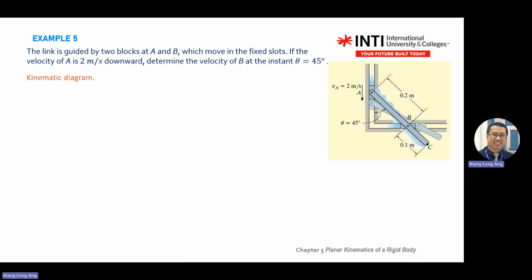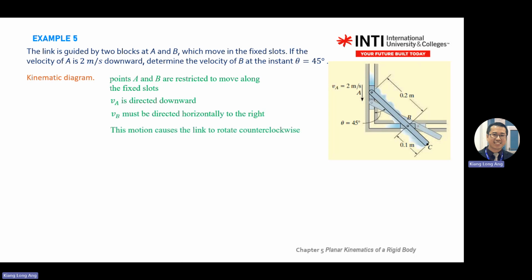Okay. So how to solve? You draw a kinematic diagram. So AB is restricted to only one slot and the velocity of A is given. So B will surely move to the right. So A is moving downward, B must be horizontal to the right. Motion causes the link to rotate anti-clockwise. So anti-clockwise is a rotation, with angular velocity and angular acceleration omega and alpha in this way.